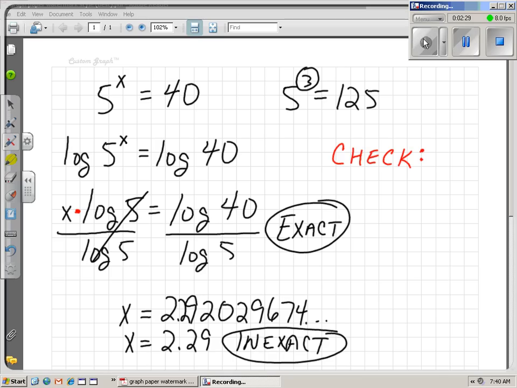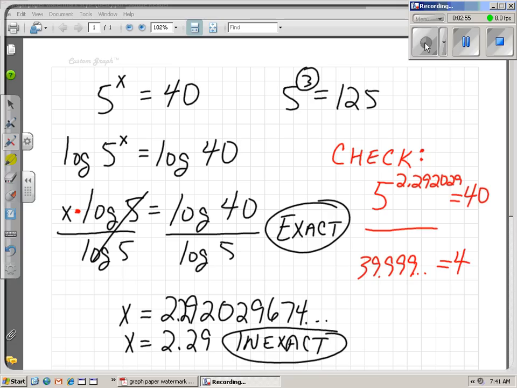Let's take our original equation, 5 to the x, and we're saying x is about 2.292029, and it's supposed to give us 40. Let's just check that in the calculator. Grab your calculator and put in 5 and raise it to the 2.292 power. And you'll get 39.999, something like that, which is pretty darn close to 40, okay? This is what we get because we were using an inexact answer, the 2.292, the rounded answer. So we're a little bit off, but you see it's close enough to be useful.